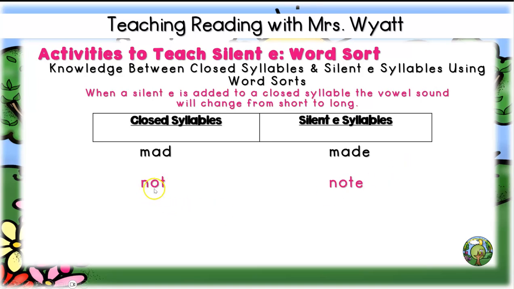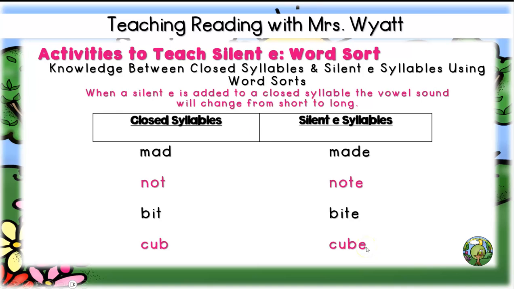The same with not. You would have a conversation that you have a vowel consonant pattern that makes this word a closed syllable. So that vowel is going to say o, not. However, when it's a silent E syllable, you have a vowel consonant E pattern. That E is silent, and that first vowel, or this O, is going to say its name. It's going to say O, note. And then you have bit and bite and cub and cube.